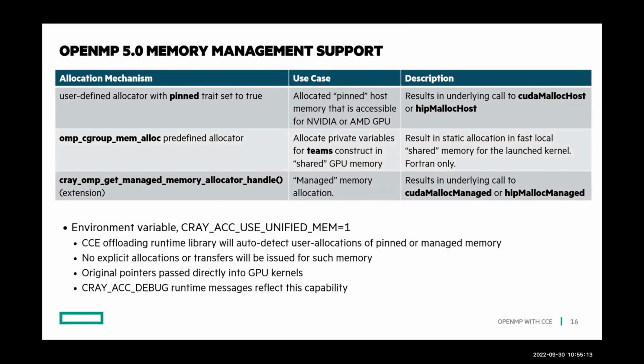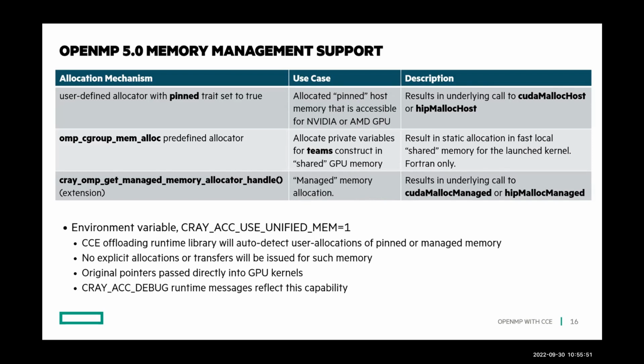All right, so this table summarizes some of the memory management capabilities that we have in place. So we can use the pinned trait with allocators to essentially map that to malloc host or hip malloc host, where you can essentially allocate pinned memory that's accessible from the NVIDIA or the AMD GPU. So that's one type of allocator that users can use. Another is we have the cgroup memalloc predefined allocator that we support.